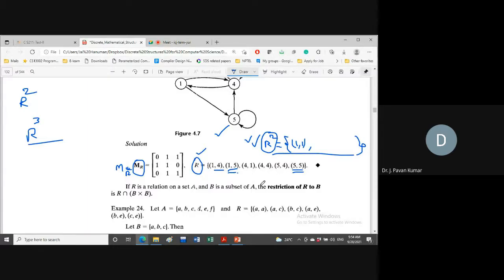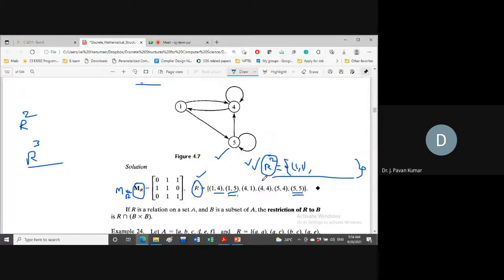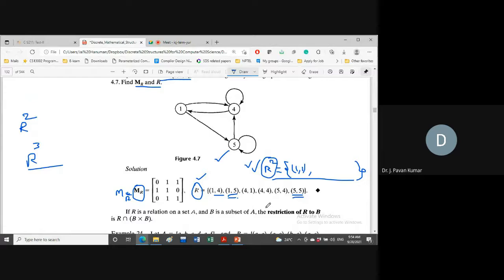Now consider 5 comma 1. Will it be part of R3? Yes. What is the sequence? 5 to 4, 4 to 4, 4 to 1. Or we can consider 5 to 5, then 5 to 4, then 4 to 1. That is also acceptable. So R3 contains 5 comma 1. Like that we can obtain R3.